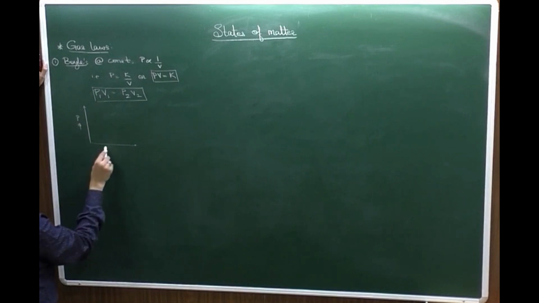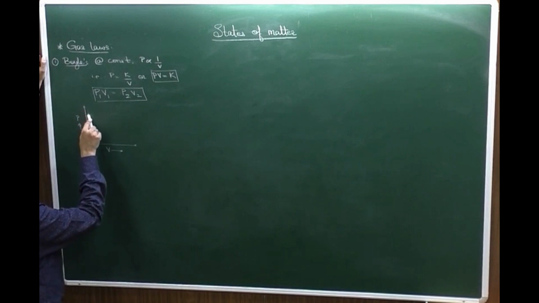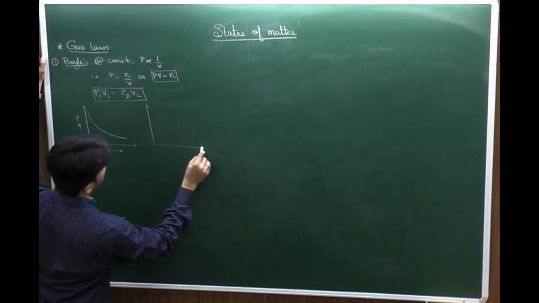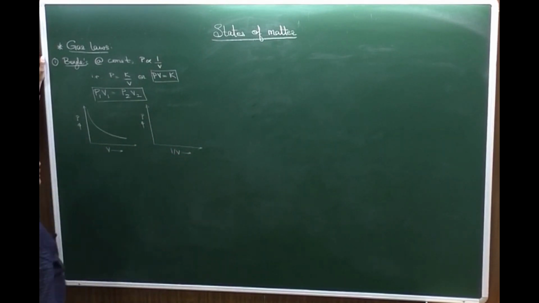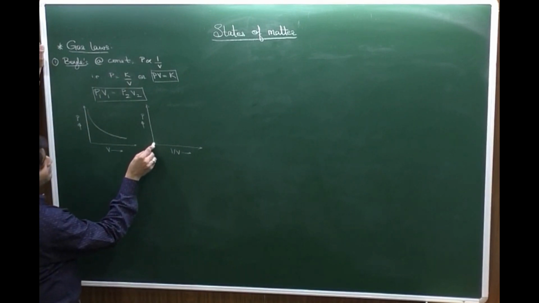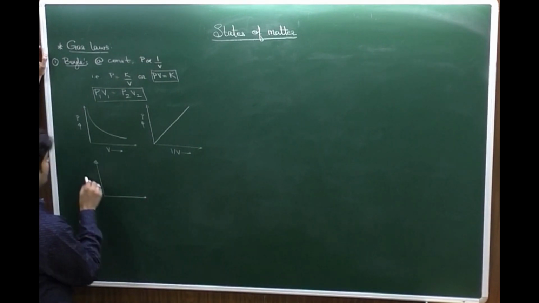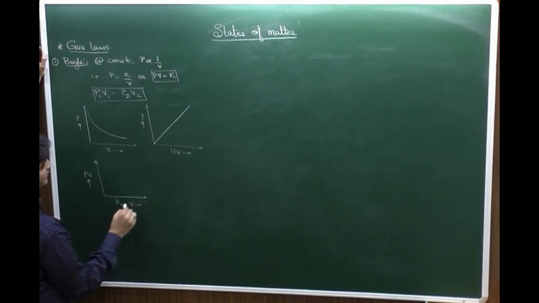First, pressure versus volume. If they are inversely proportional, its graph will be a rectangular hyperbola or exponentially decreasing. Second, they can also give you a graph of pressure versus the reciprocal of volume, or 1 by V. Now, P with 1 by V are directly proportional. So, if two variables are directly proportional, it is a y equal to mx type graph, meaning a straight line passing through the origin.